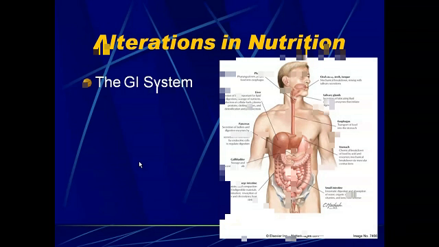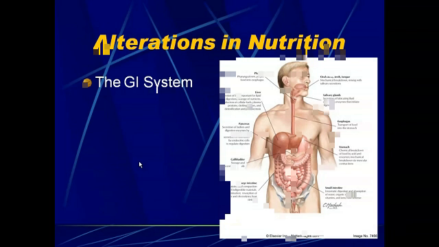Peptic ulcer disease is a break or ulceration in the lower esophagus, stomach, or duodenum. The risk factors for it are smoking, Helicobacter pylori, H. pylori, advanced age, alcohol or NSAID use, excessive stress. Chronic disease can also cause it.